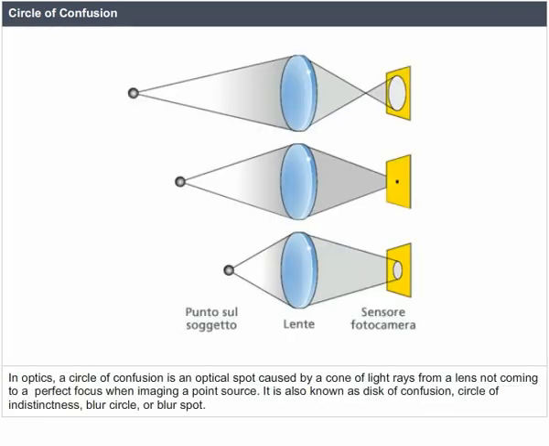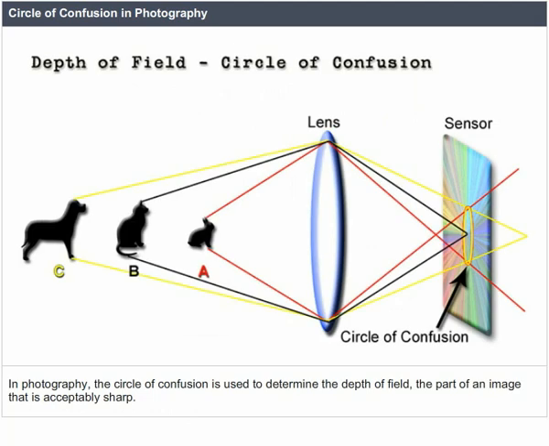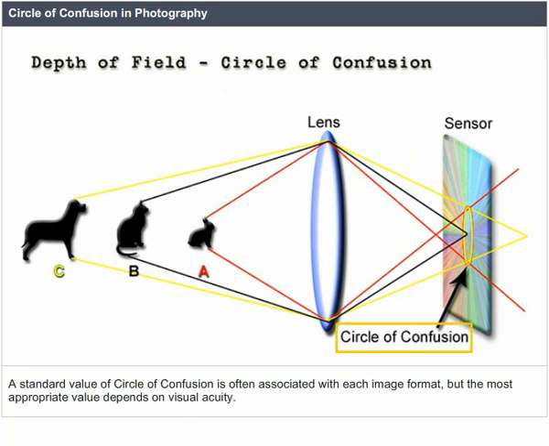Circle of confusion. In optics, a circle of confusion is an optical spot caused by a cone of light rays from a lens not coming to a perfect focus when imaging a point source. It is also known as a disk of confusion, circle of indistinctness, blur circle, or blur spot. Circle of confusion in photography. In photography, the circle of confusion is used to determine the depth of field, the part of an image that is acceptably sharp. A standard value of circle of confusion is often associated with each image format, but the most appropriate value depends on visual acuity.